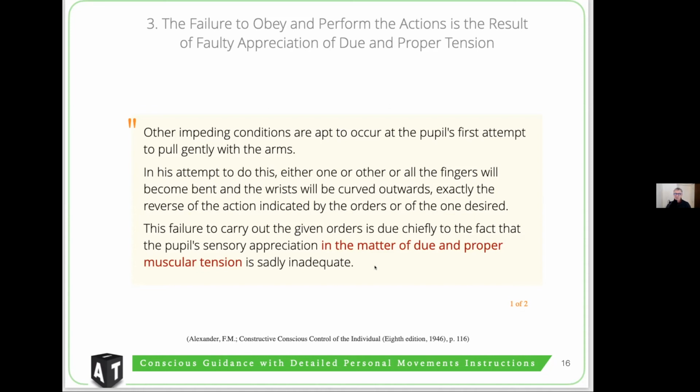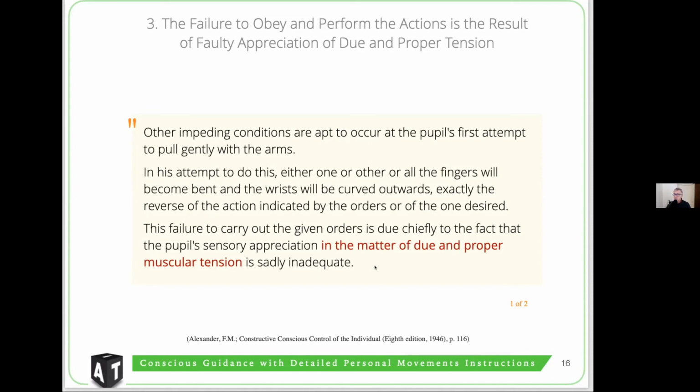So the failure to carry out the given orders comes from the fact that the pupil feels too much, and in fact tends to focus his mind on feeling. And when you focus your mind, you cannot have your mind on a series of orders all together. That's the main difficulty.